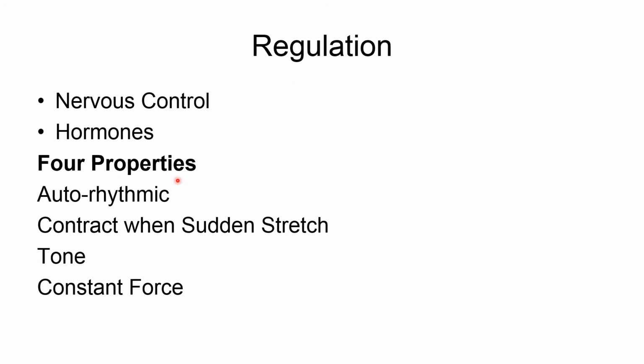The smooth muscles have four properties. They may be autorhythmic. A few of the smooth muscles can produce auto activity, meaning they can contract by themselves, but not all smooth muscle. And smooth muscle, when it is stretched suddenly, will contract back. They have a continuous tone like skeletal muscle. A few of their cross bridges between actin and myosin are always formed in order to keep the tubes open, a little stretch on the tubes so that the tubes remain open for the flow of material. They may apply constant force.